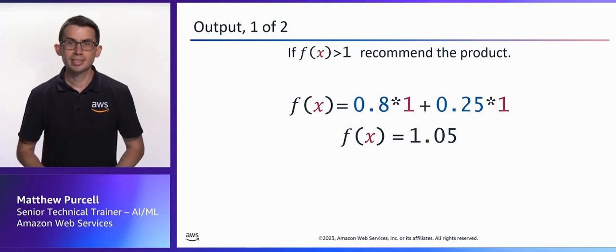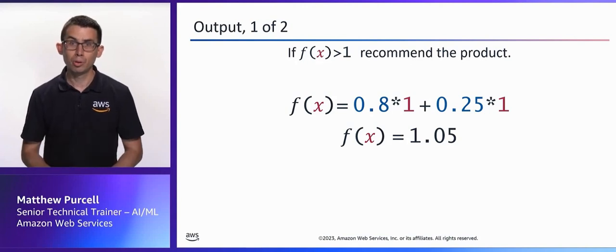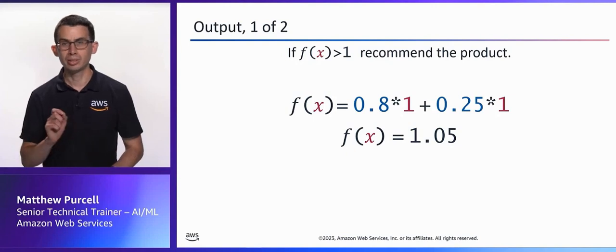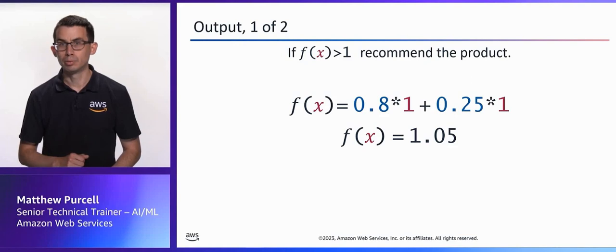Now let's say the standard for whether or not to recommend is if the final result is greater than 1. The model performs this calculation and finds the final value to be 1.05. Therefore, this product is an acceptable recommendation.